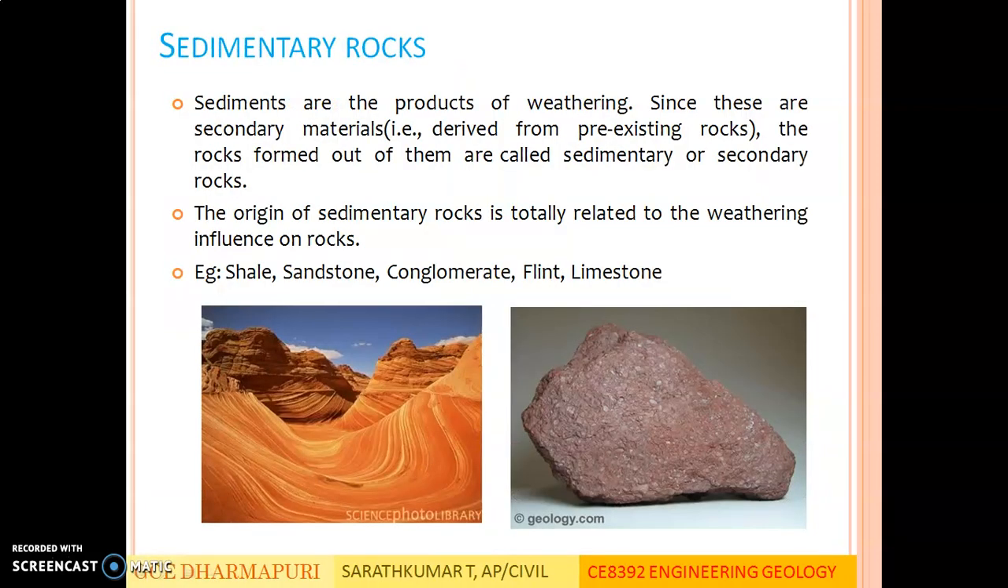The next type of rock is sedimentary rocks. Sediments are the products of weathering. Since these are secondary materials derived from pre-existing rocks, the rocks formed out of them are called sedimentary or secondary rocks. The origin of sedimentary rocks is totally related to the weathering influence of rocks. Examples of these types of rocks are shale, sandstone, conglomerate, flint and limestone.